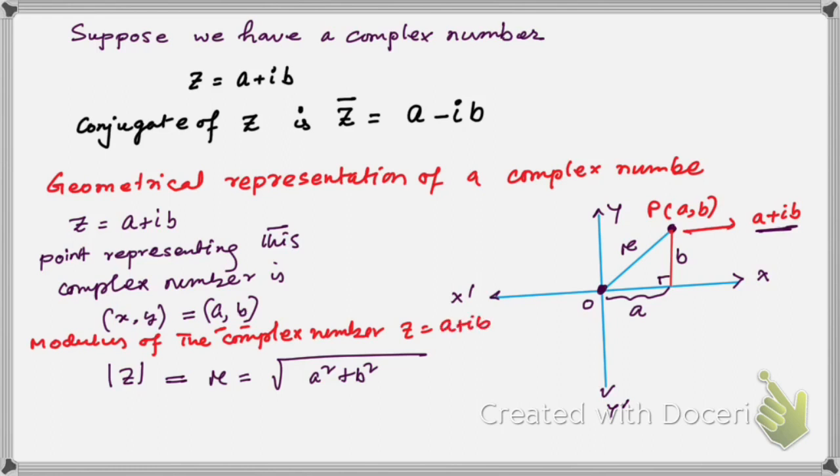Here this x-axis is called the real axis, as it represents the real part of the complex number. Along the y-axis, it represents the imaginary part. So that's why this axis is called the imaginary axis.